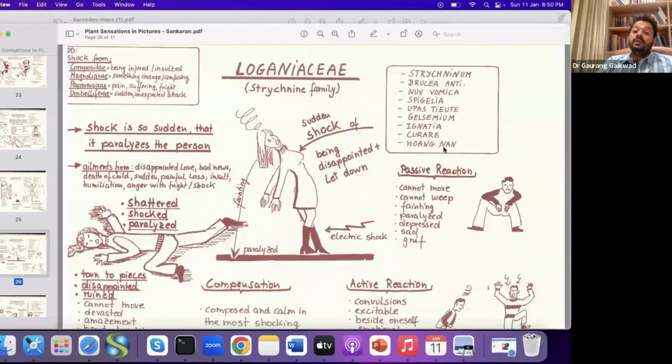In Gelsemium, there will be a situation, and after that, there could be a tumor or a big ulcer or something like that. Right? In Gelsemium, of course, you know the typical state. Ignatia, you know as well. But Spigelia is very, very interesting. Why? Why is Spigelia interesting?